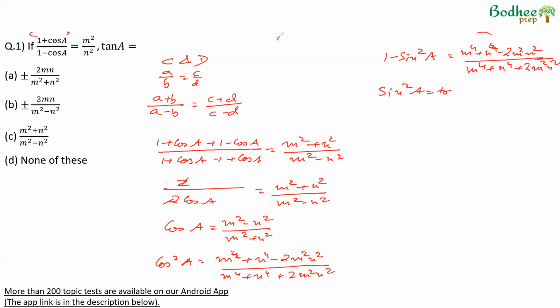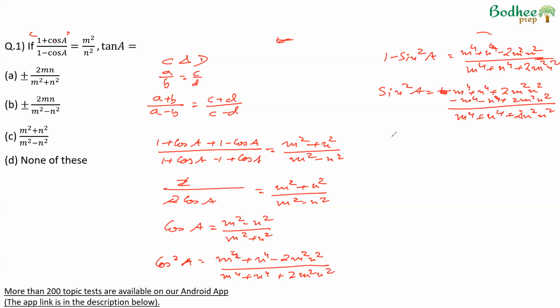If we do subtract 1 minus this expression, we will get m4 plus n4 plus 2m square n square minus m4 minus n4 plus 2m square n square upon m4 plus n4 plus 2m square n square.